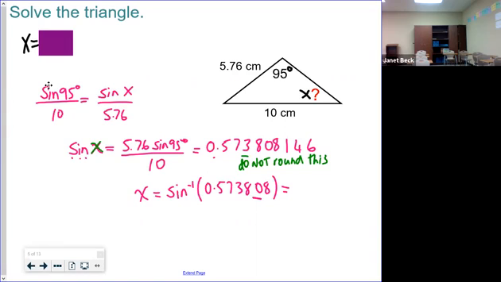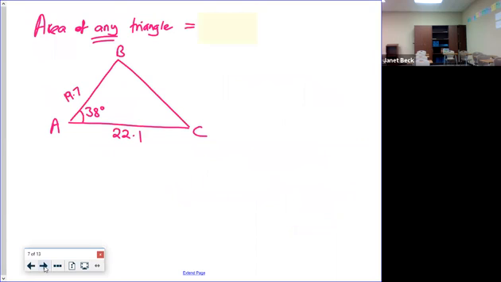And you should get 35.01619, which turns out to be 35.0 degrees. Okay, so that was the law of sines, and there's plenty more practice you can do for that in your homework. There's one other thing that I want to do in the lesson today, and that's finding the area of any old triangle.